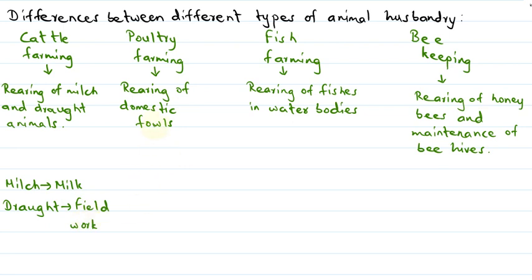Then in case of poultry farming, what happens? By rearing of these domestic fowls, we can obtain, what do we obtain? We obtain eggs and meat.